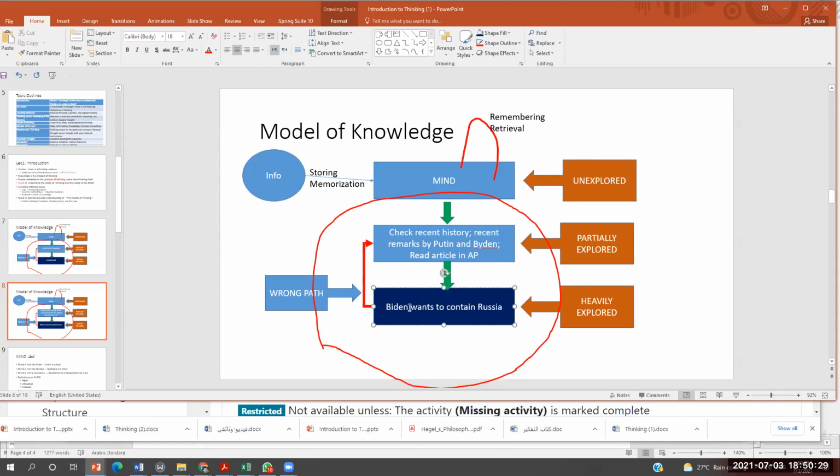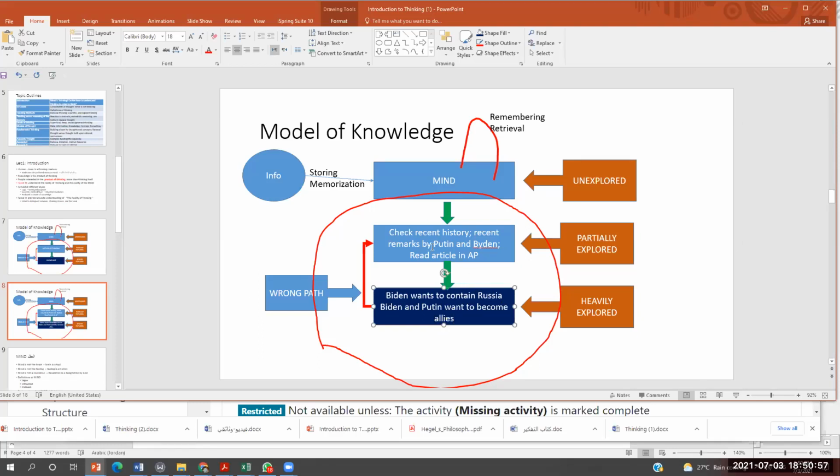So this is a statement. It's a thought. It's a product. Now it could be right, could be wrong. Like Biden wants to contain Russia. It could be something else. Biden and Putin want to become allies. That's another idea. If one is correct, the other one is false.